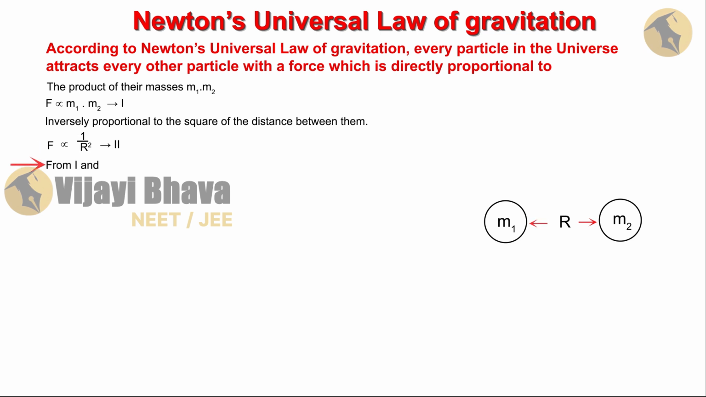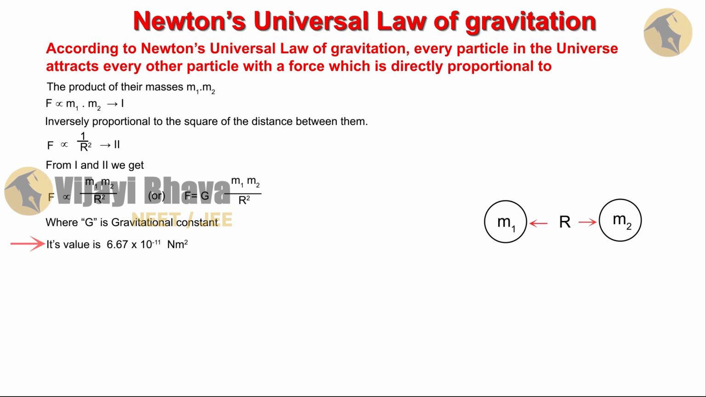From equations 1 and 2 we get F proportional to m1 m2 by r square, F is equal to G m1 m2 by r square, where G is the gravitational constant. Its value is 6.67 into 10 power minus 11 Newton meter square per kg square.